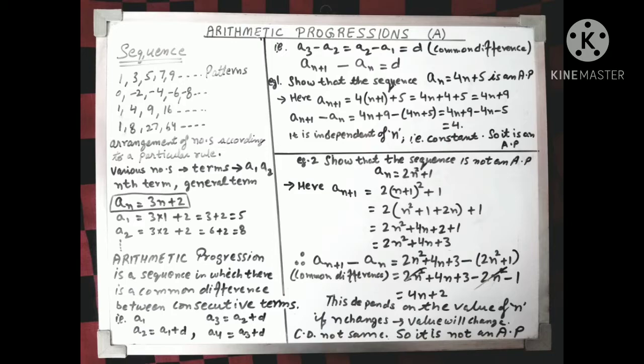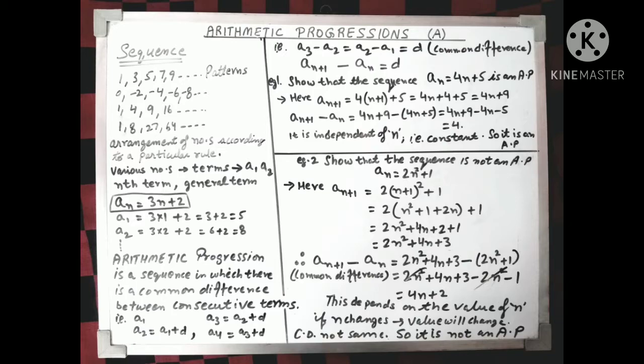Let us understand this with an example. The question is, show that the sequence defined by a_n = 4n + 5 is an AP, and also find the common difference. So we will write it like this: the nth term is equal to 4n + 5.